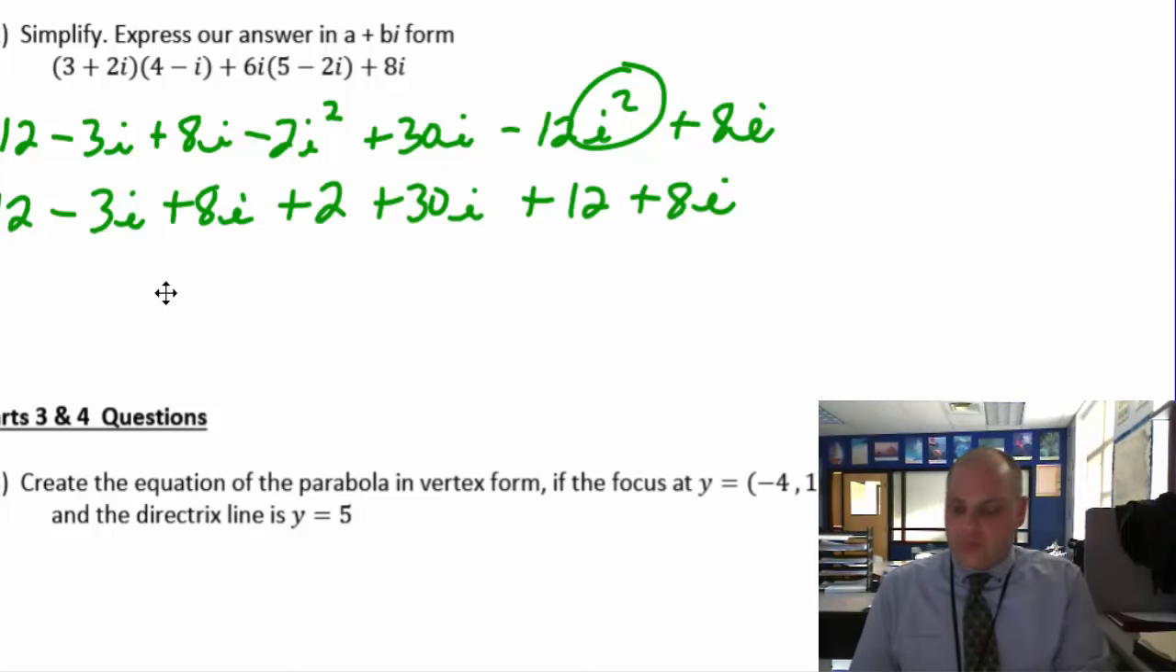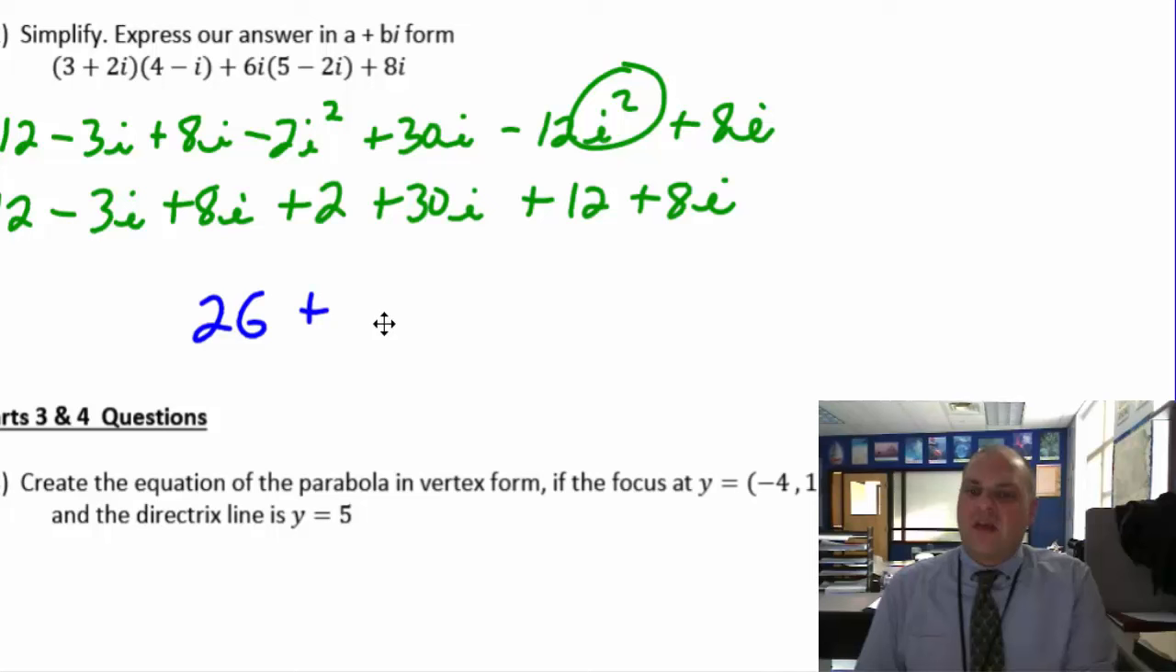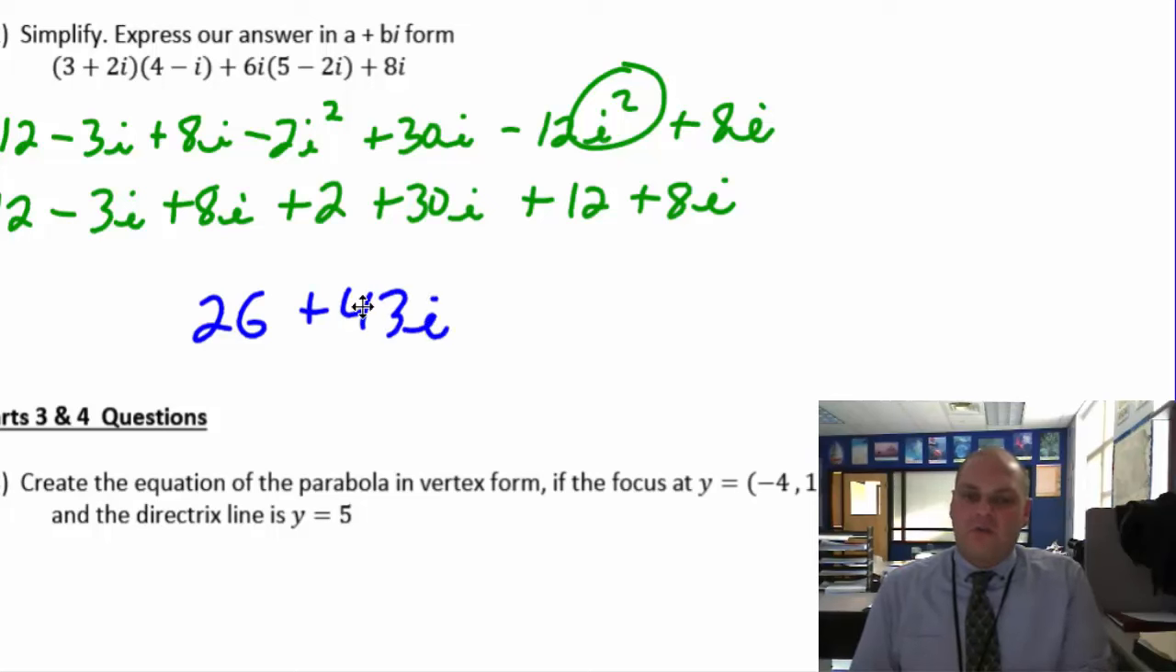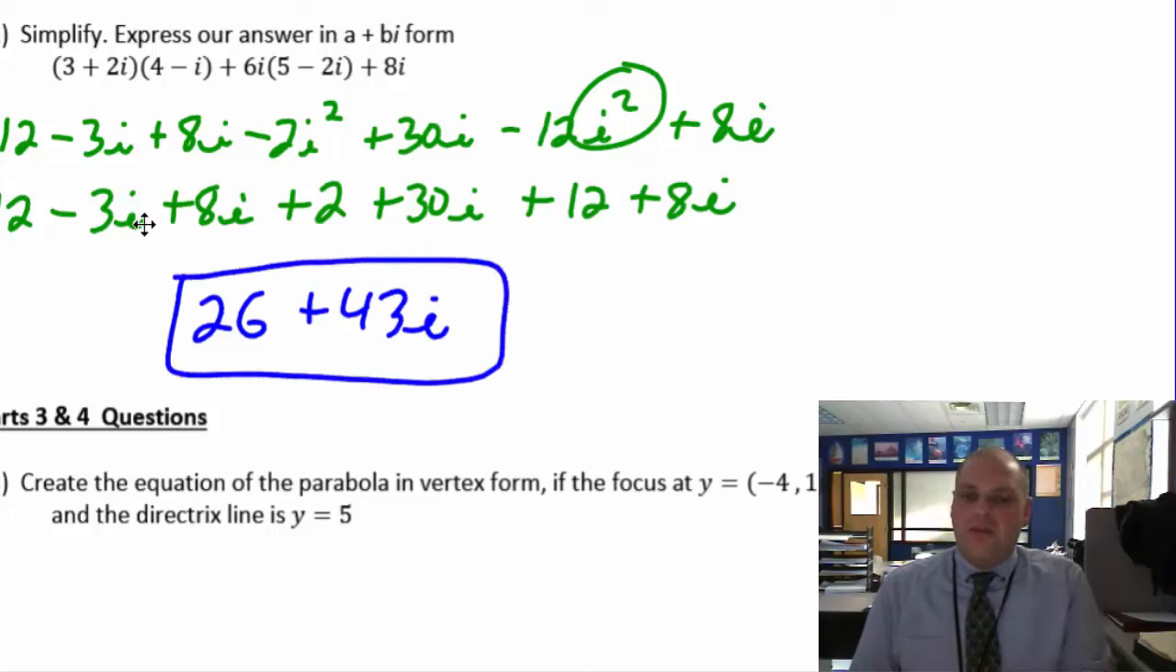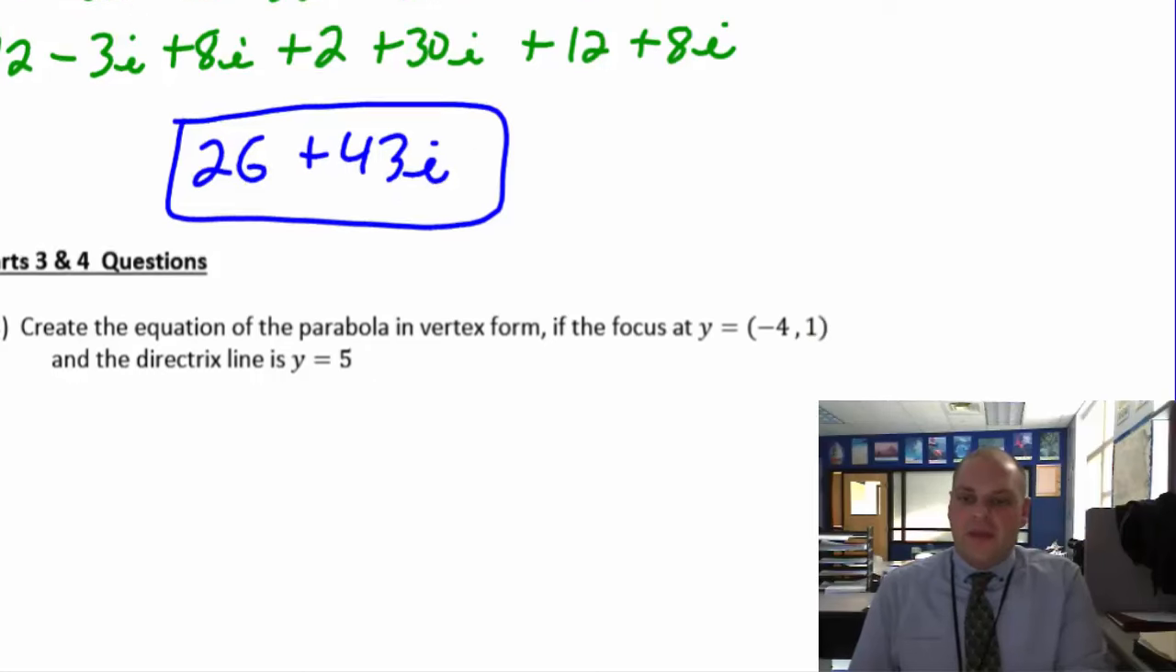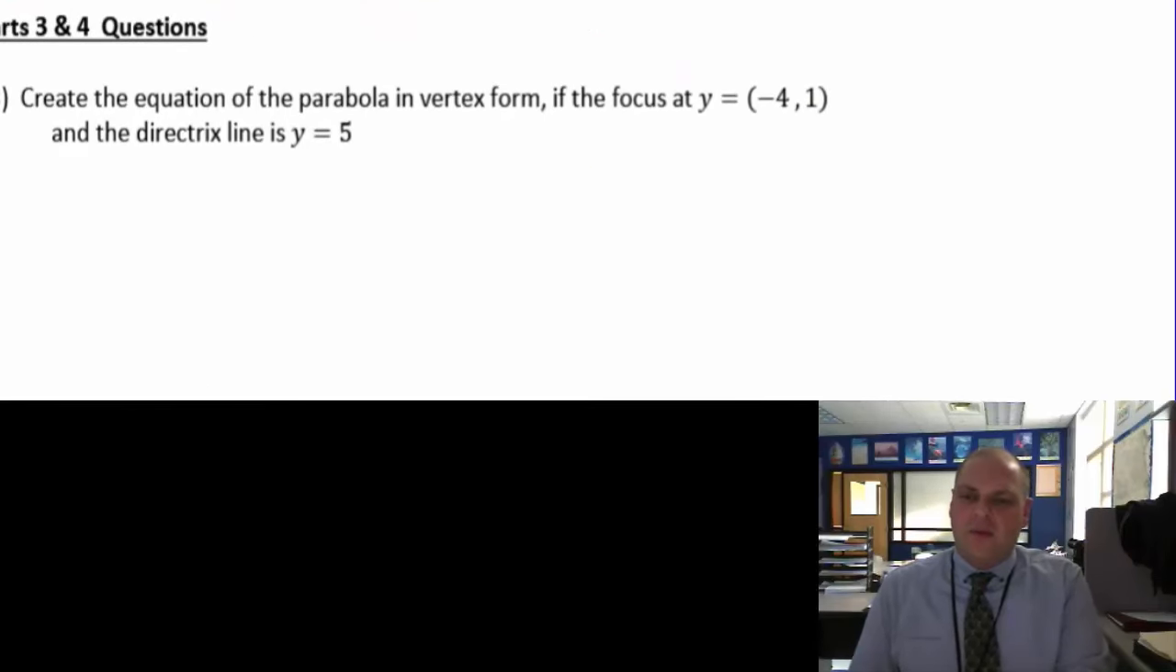12 and 2 and 12 is 26. And then 8i, 30, and 8 is 46i. Is that right? 46i. 8i and 8i, 30, yeah, 46i. Oh, and there's a minus 3i here. Minus 3i. Okay, so 46i minus 3i, you should get 43i. I almost forgot about that little minus 3i there. Okay, see, easy to make mistakes. Even I made one there.